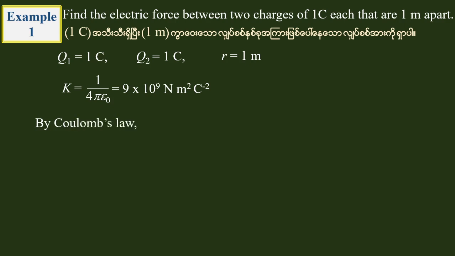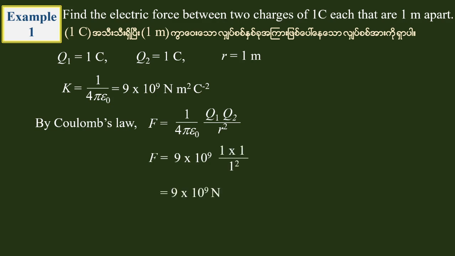By Coulomb's law, F is equal to 1 by 4 pi epsilon naught, q1 q2 divided by r square. Here 1 by 4 pi epsilon naught is 9 × 10^9, q1 and q2 are 1 coulomb each, and r is 1 meter, so F is 9 × 10^9 newton.